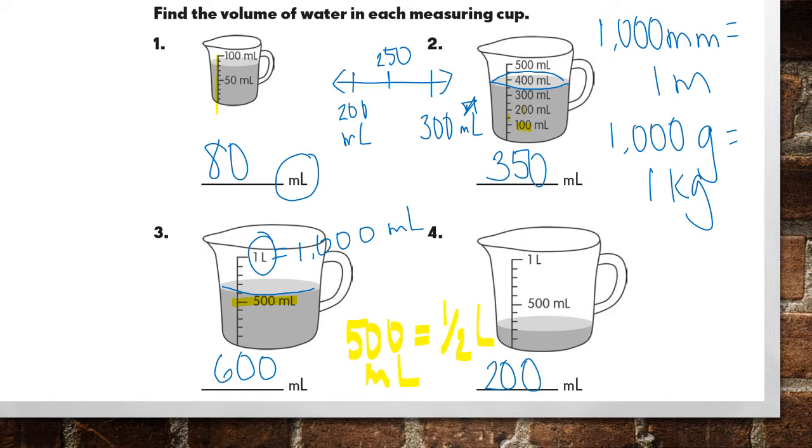So let's review quickly. It takes 1,000 milliliters to equal 1 liter, or that big water bottle. Let's practice some more.